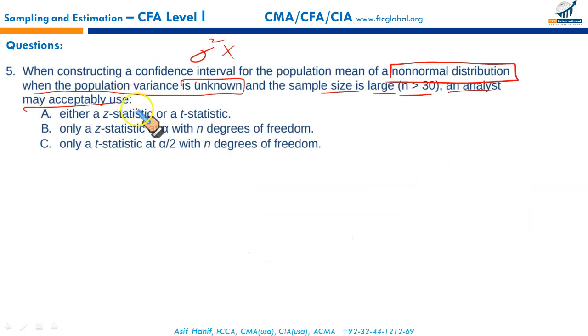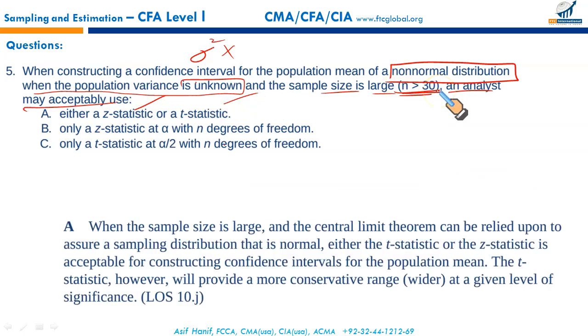So as per the table, either z statistics or t both are possible because the sample size is large. So we are sure now it's A.